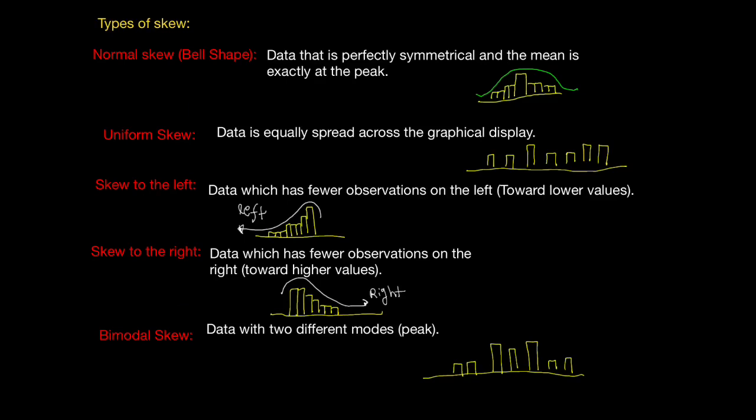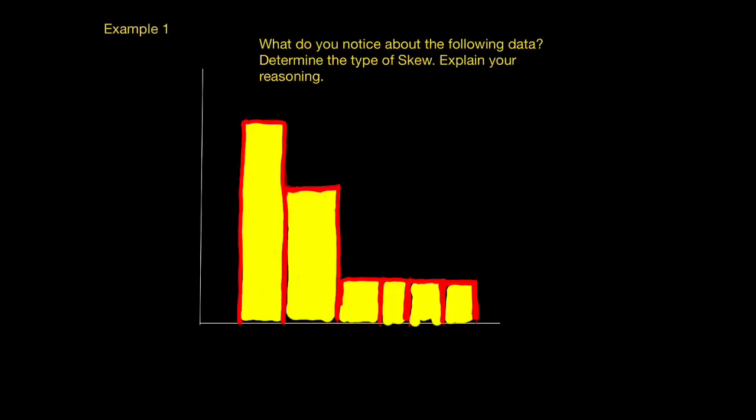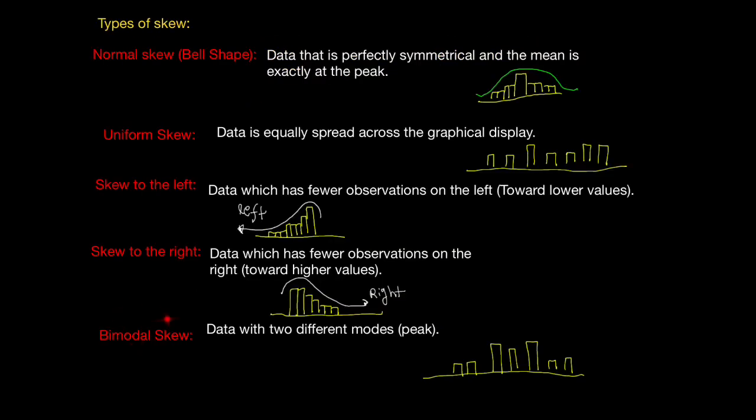So now let's apply these definitions onto some examples. Let's take a look at example number 1. What do you notice about the following data? Determine the type of skew and explain your reasoning. As soon as we see the data, we can see that this histogram has one peak. So it has one mode. So it can't be bimodal, right?